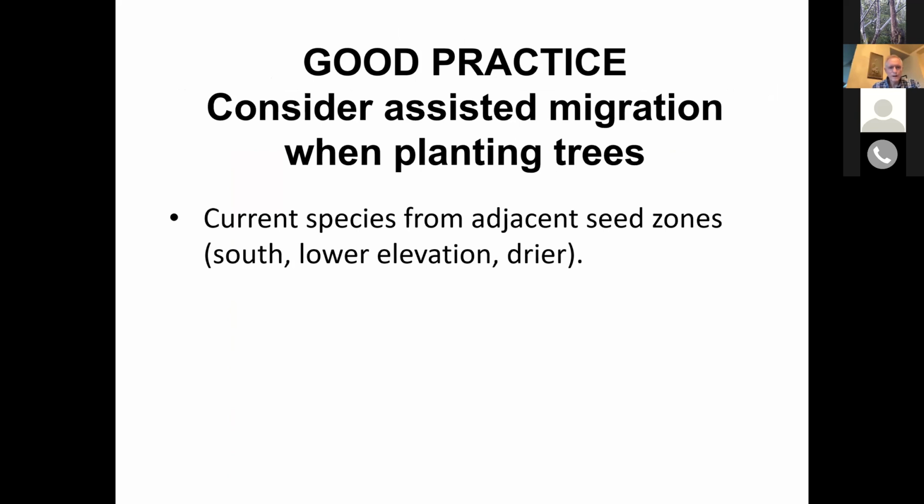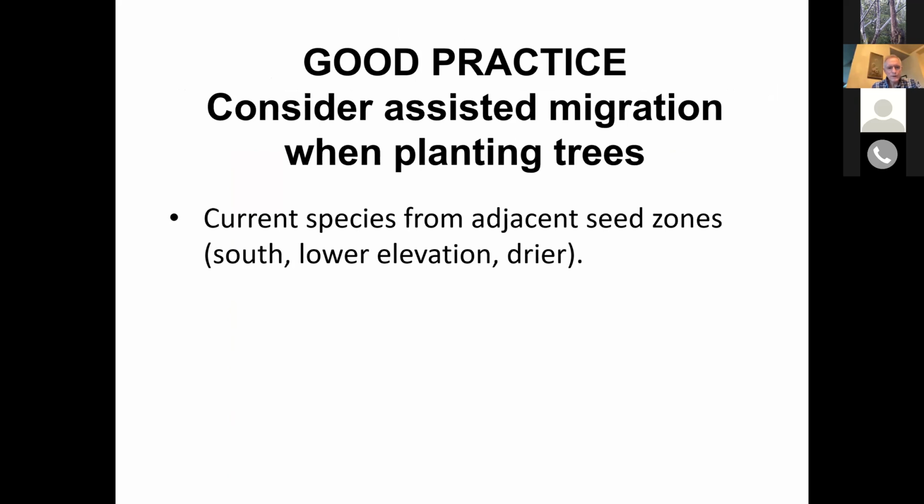All right, now we're going to get into an interesting topic for a few minutes, the topic of assisted migration. Some of you may have heard of this term before. Another synonym for it is managed relocation. And this is something we start to think about when we're considering planting trees on public or private land.